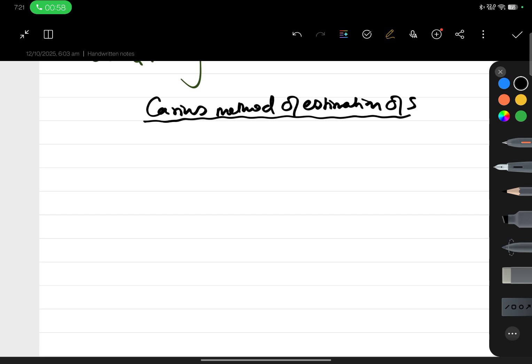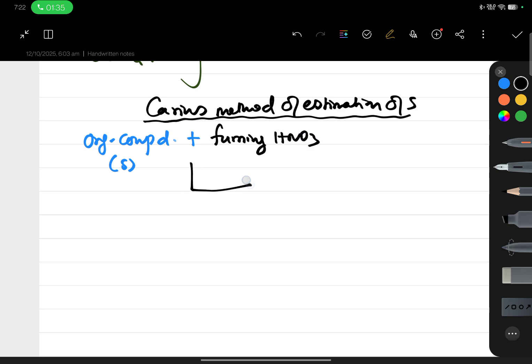Again, in this method we will use fuming nitric acid. Please make a note. In this method we will use fuming nitric acid, so that what will happen? The carbon will be oxidized, hydrogen will be oxidized, only sulfur will be present in the form of sulfuric acid. I'll explain. So what is the first thing? We are going to add organic compound which contains sulfur. You treat it with fuming nitric acid. What it will do?